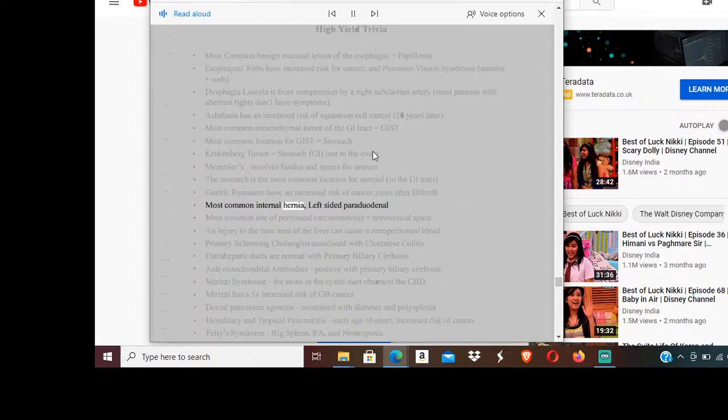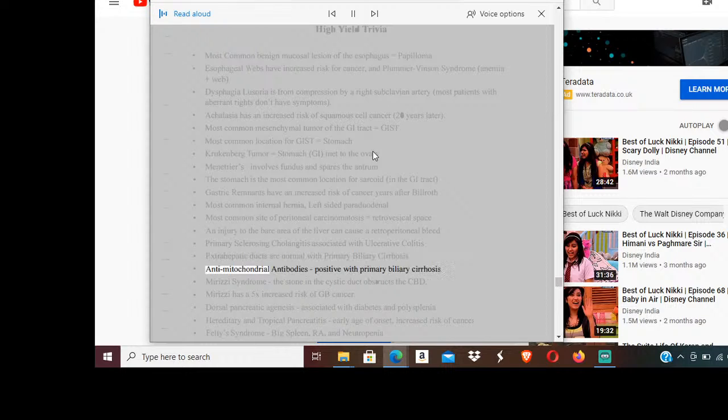Most common internal hernia: left-sided paraduodenal. Most common site of peritoneal carcinomatosis equals retrovesical space. An injury to the bare area of the liver can cause a retroperitoneal bleed. Primary sclerosing cholangitis is associated with ulcerative colitis. Extrahepatic ducts are normal with primary biliary cirrhosis.